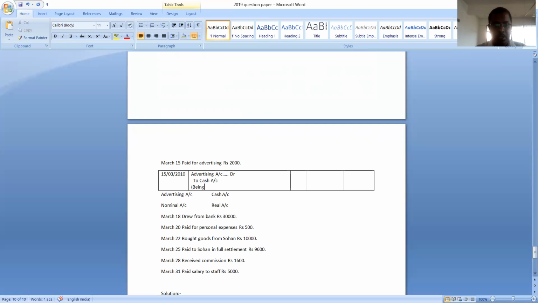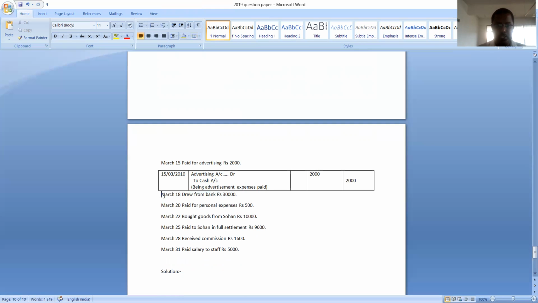Narration is being advertisement expenses paid. Okay, here debit column rupees 2000, credit column rupees 2000. Okay, let us write next transaction.